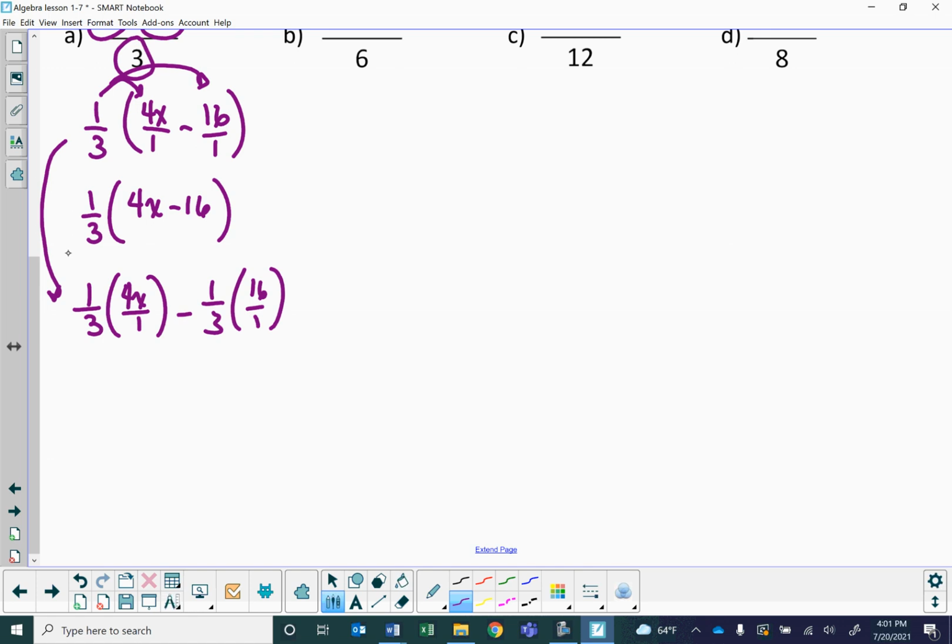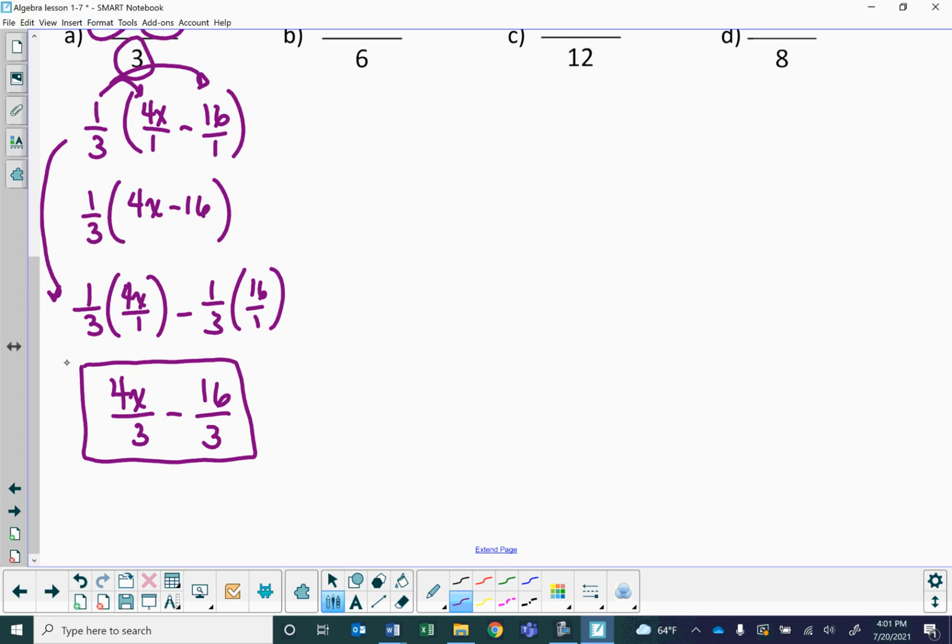So 1/3 times 4x over 1, multiply straight across the top and straight across the bottom, you get 4x over 3 minus, straight across the top here, straight across the bottom, 16 over 3. And you can't combine them because you have things without x's and things with x's, and you cannot combine the two of them.